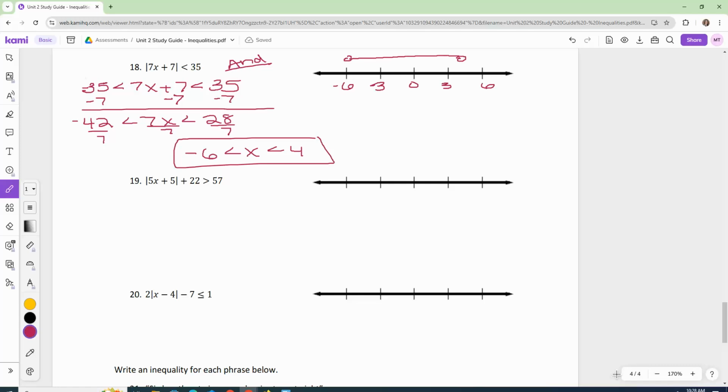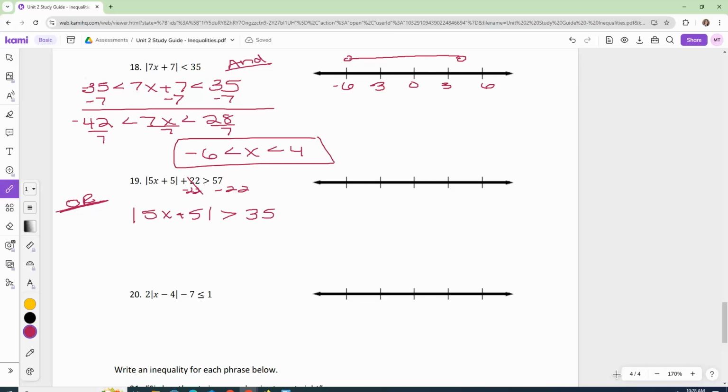Number 19. Gabe, before I rewrite the problem without absolute values, what do I have to do? Subtract 22. So we get the absolute value of 5x plus 5 is greater than 35. So now, greater than is an and or an or? Is an and. Greater than. Oh, yeah.